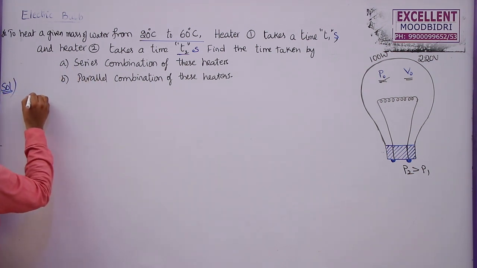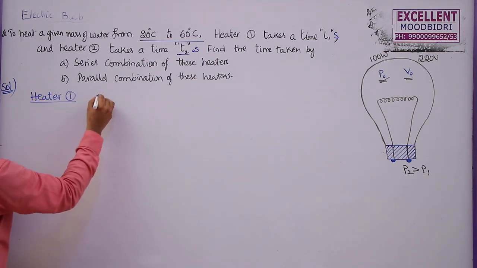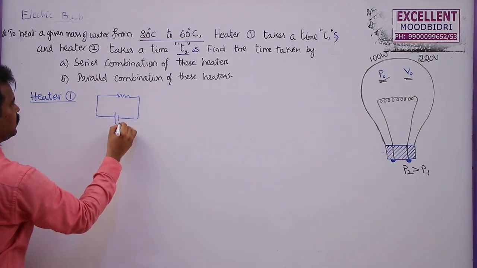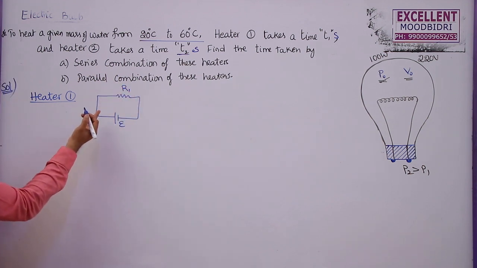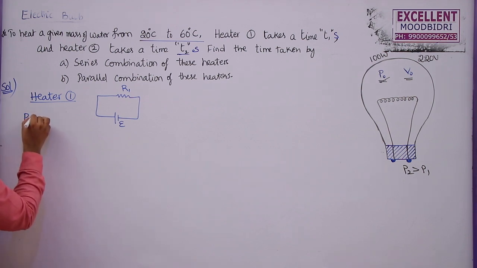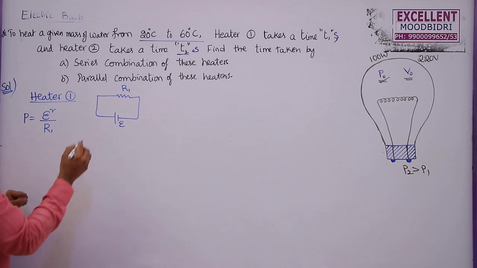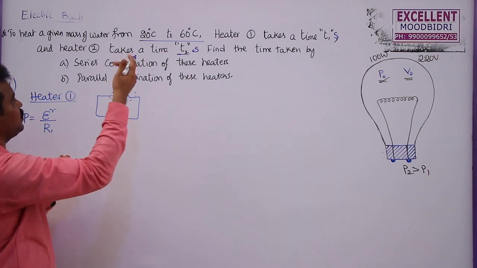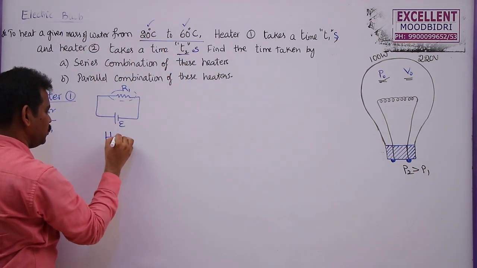Now first let me take the first heater. So I am going to take heater 1. The heater has some resistance which is connected to a source of EMF. Let me take it as E, and it has some resistance R1. So what is the power consumed by the resistor here? The power consumed is equal to E square by resistance R1. But this resistor is dissipating heat which is used to increase the temperature of water from 20 to 60. So what is the heat produced here?